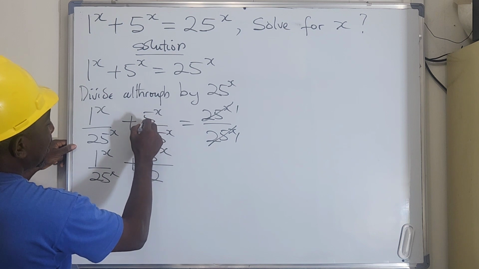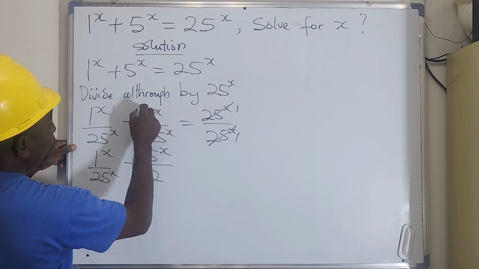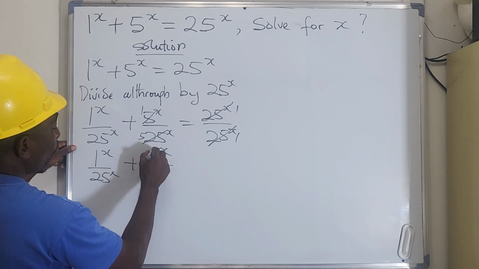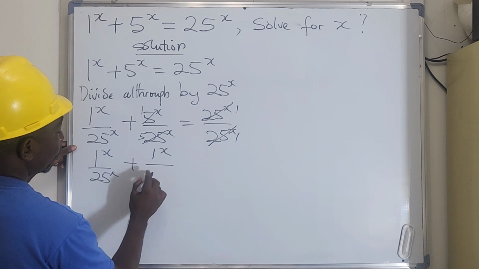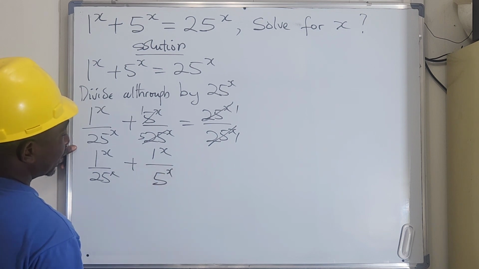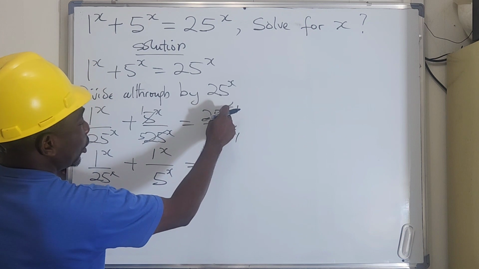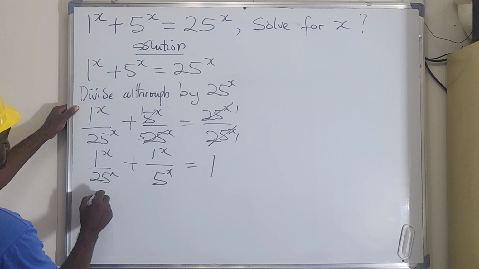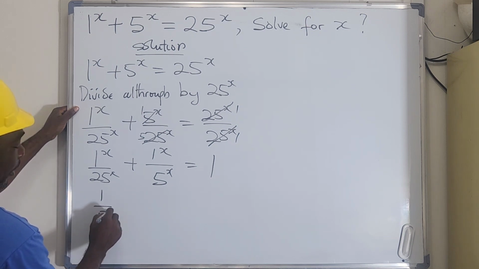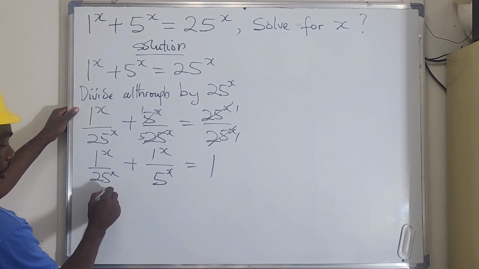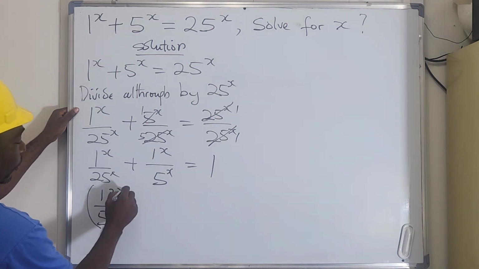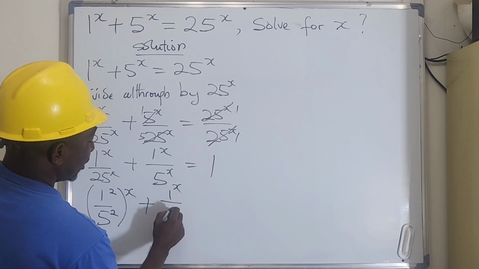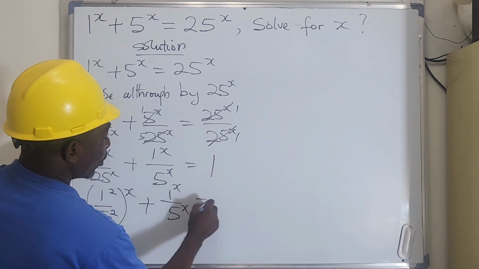So in this case, this one will cancel here, 1, and this one will cancel here, 5. So here will become 1 raised to the power of x over 25 raised to the power of x plus 5 raised to the power of x over 5 raised to the power of x equals 1, because this one will cancel here and this one will cancel here. So this here is the same thing as 1 over 5 raised to the power of 2, and this can also be raised to the power of x, plus 1 raised to the power of x all over 5 raised to the power of x equals 1.